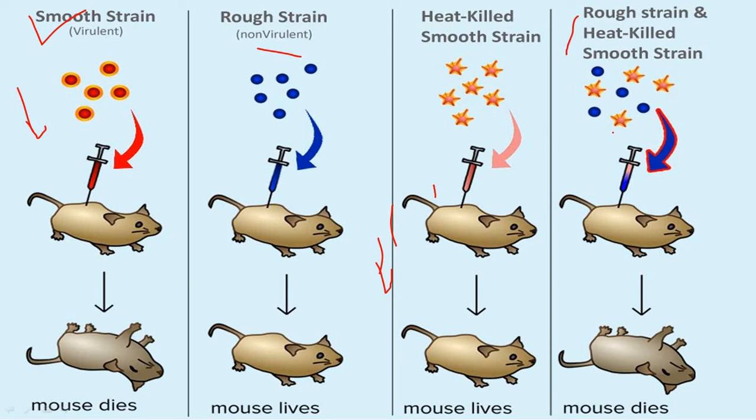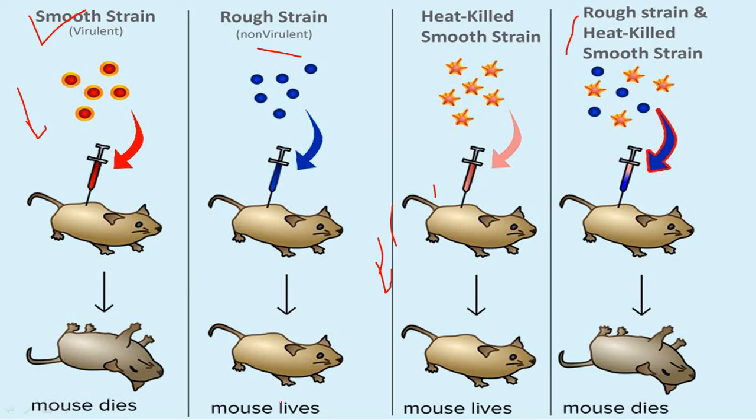So, the mouse dies when the R strain along with the heat-killed S strain was injected. This is very clear: heat-killed 3S bacteria has no power of division, could not multiply and cannot cause the disease. And at last, the R bacteria with the 3S heat-killed bacteria injected into the mice killed them, and the 3S virulent bacteria were recovered from the body of the mice.